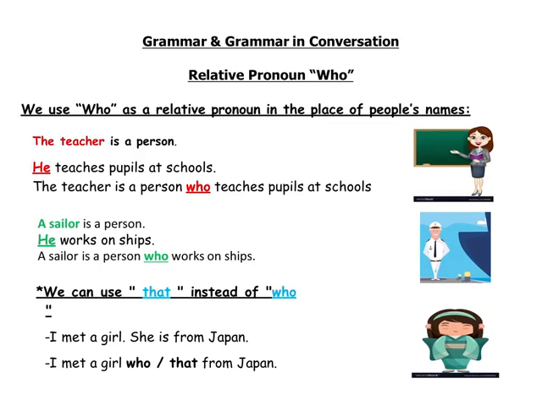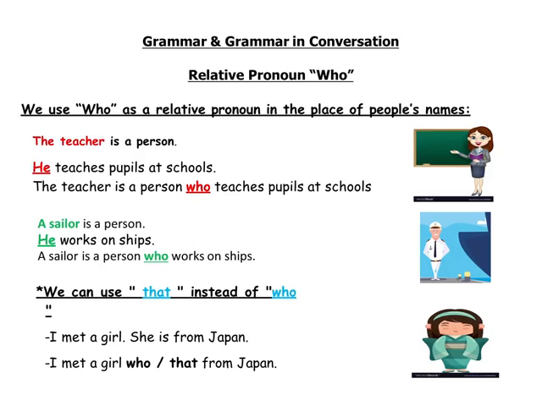We use who in the place of people's names. Okay. Here we have two sentences. The teacher is a person. We have here people's name. We are talking about the teacher in the first sentence. The second sentence, we have he teaches pupils at school. Again, we are talking about people's name, about the teacher, using the pronoun he. It refers to the teacher.